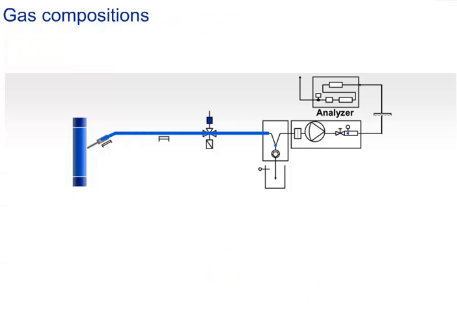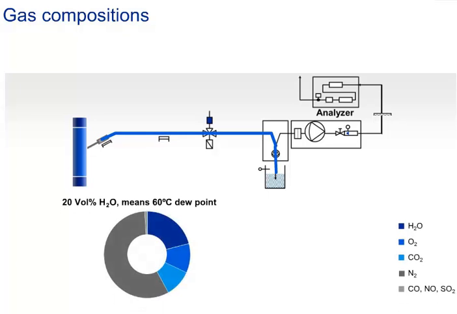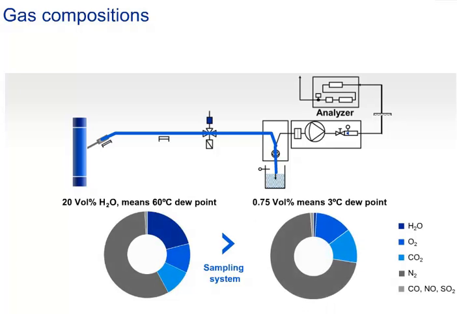By removing the water from the stack gas, the overall gas composition changes. The water content in the stack gas is approximately 20 volume percent, or around 60 degrees C dew point. The water content for the analyzers must be approximately 0.75 volume percent, or 3 degrees C dew point. After removing the water in the cooler, all gas components read approximately 20% higher, due to the missing water in the dry gas.